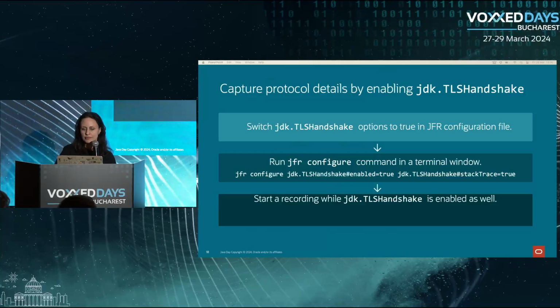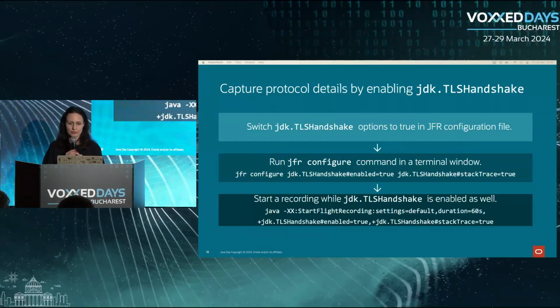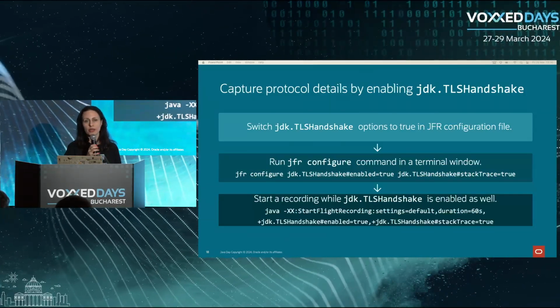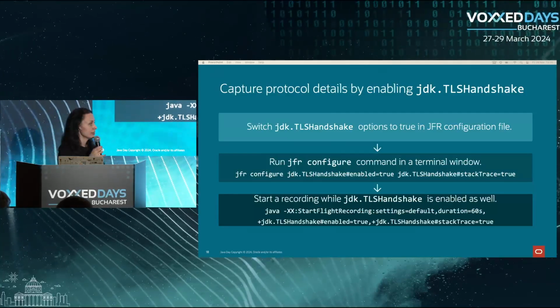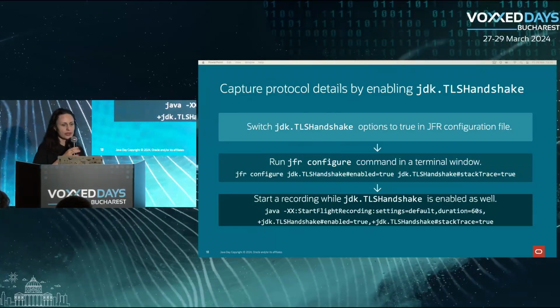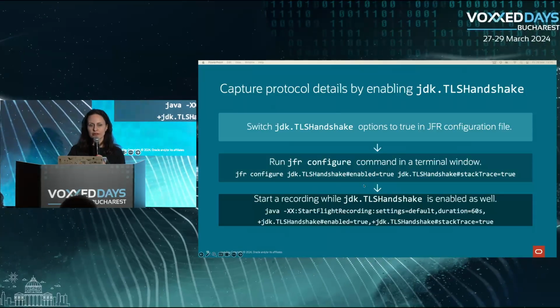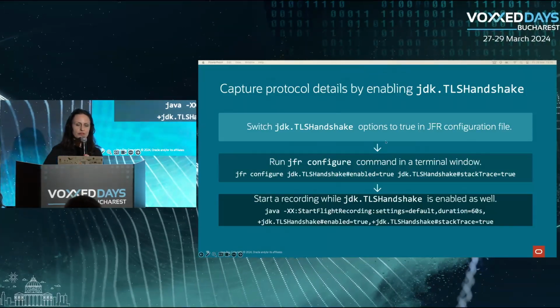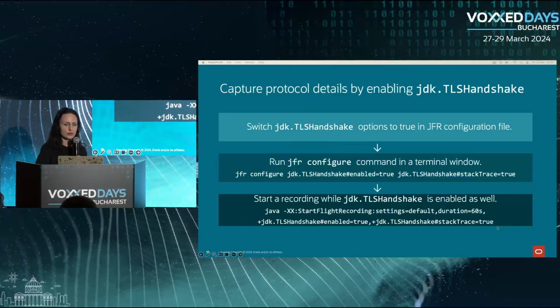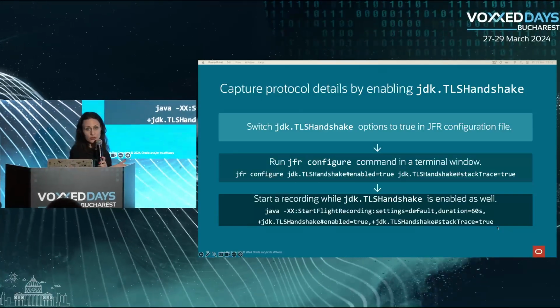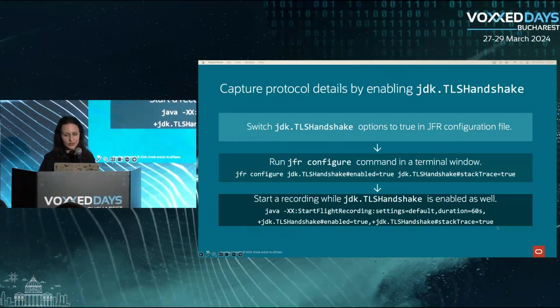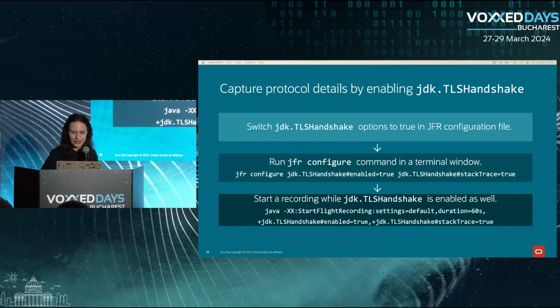And of course, last but not least, you can start a recording with TLS handshake enabled as well with this detail. So pretty much, if you don't want to use JFR configure or you don't know where to go for the JFR configuration file, you can always go at your startup and launch the application with TLS handshake enabled. So that's another way to do it.